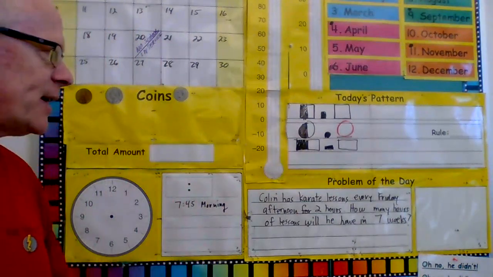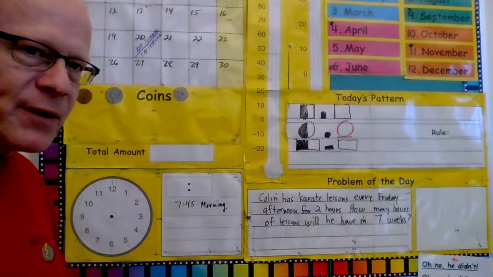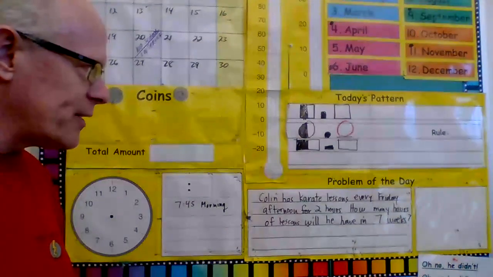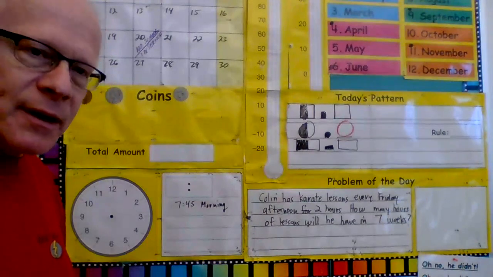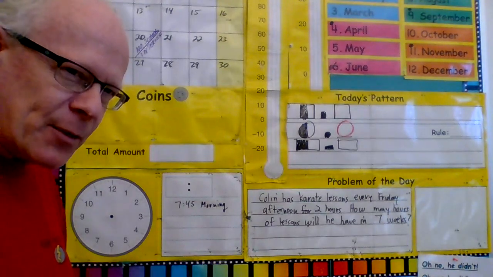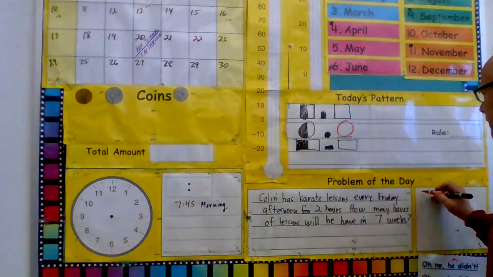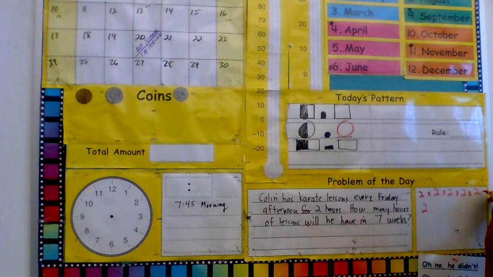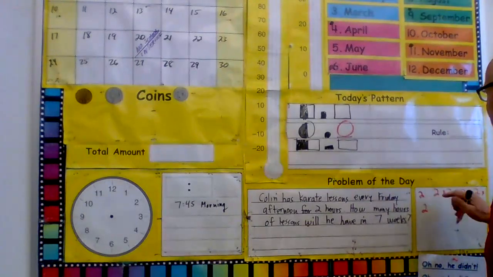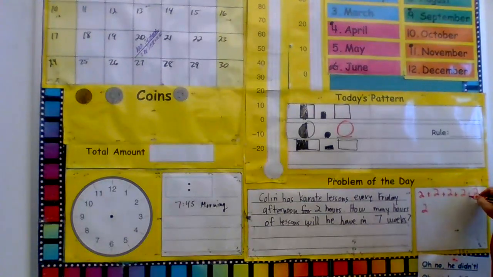This says Colin has karate classes every Friday afternoon for 2 hours. That would be fun, wouldn't it? Karate lessons every Friday afternoon for 2 hours. So, how many hours of lessons would Colin have in 7 weeks? How do you figure that out? Well, you could go like this: 2 plus 2 plus 2 plus 2 plus 2, or shouldn't be times, it should be plus. See, I'm an adult and I'm thinking times already.